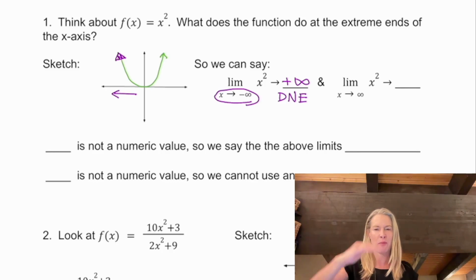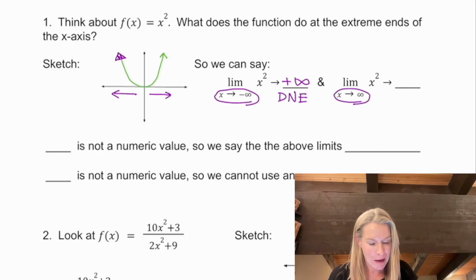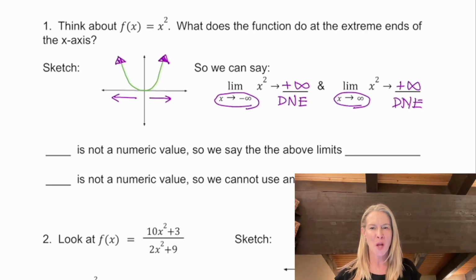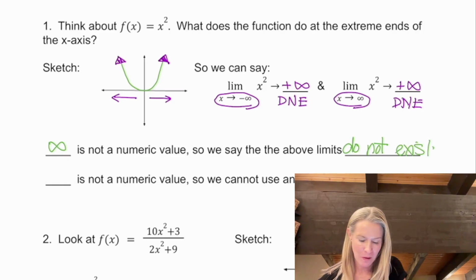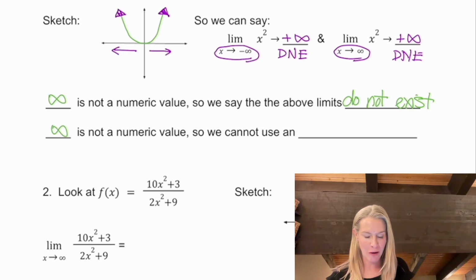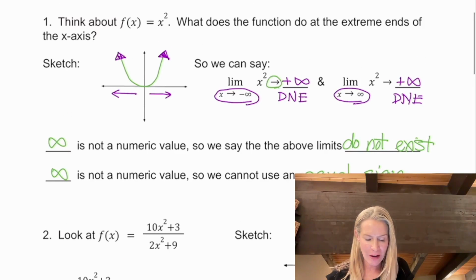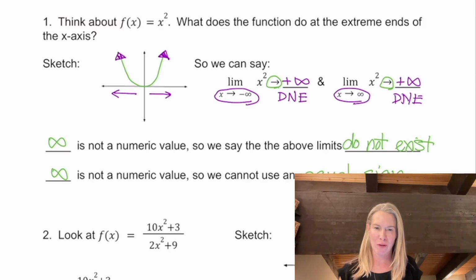A limit implies there's a cap, there's a place that we're getting really close to reaching. In the positive direction, as x approaches positive infinity, again, you see that arrowhead saying this is going up, up, up. So again, we're going to positive infinity and the limit does not exist. So to recap, infinity is not a numeric value. So we have to say that the above limits do not exist. Also, since infinity isn't a numeric value, we can't use an equal sign. You'll notice above here, I use these little arrows to imply we're getting closer and closer to positive infinity, but we don't ever actually equal infinity.